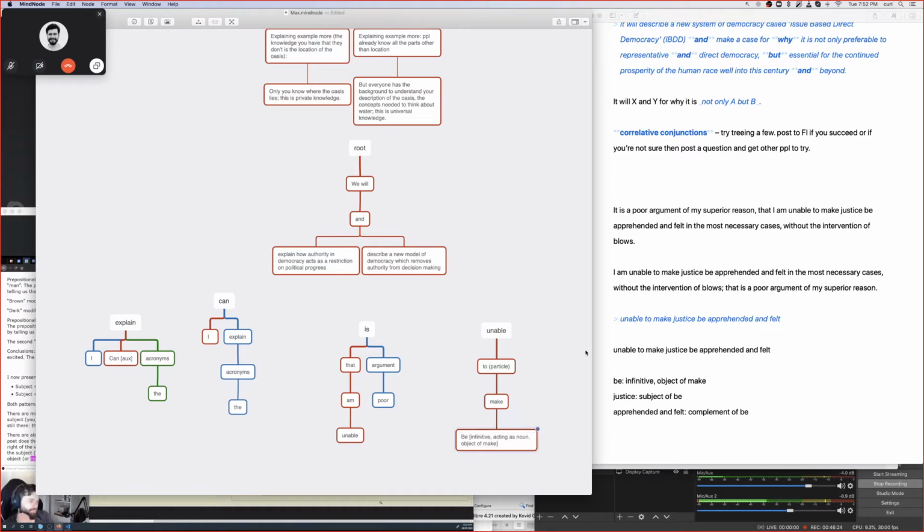Apprehended and felt are infinitives then? Yeah, I'll look at them. They're verbals, I think. Okay, yeah. So justice is object of be, or no, subject of be.